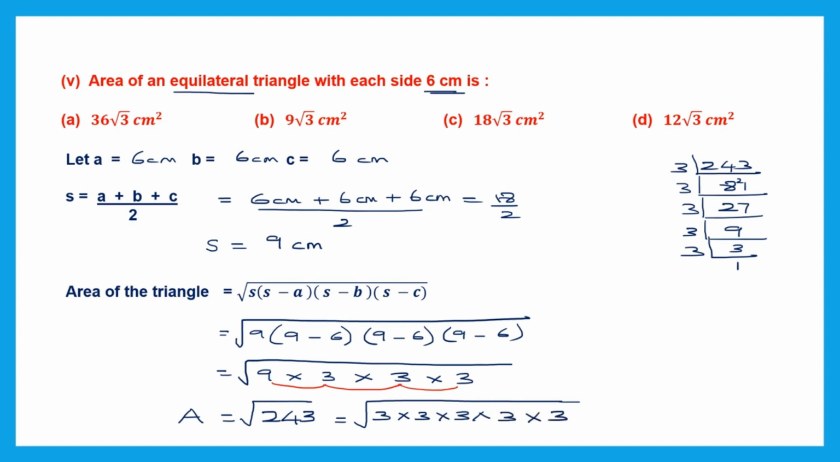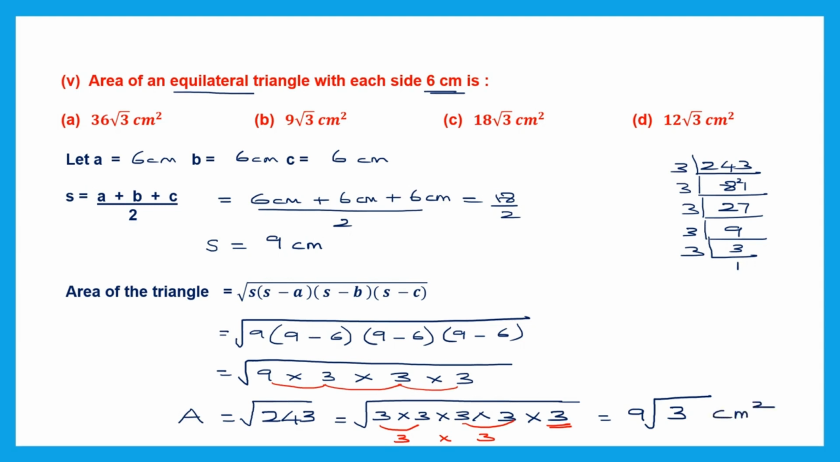5 threes. Now we need to pair them up. When we pair, we take out one 3 from each pair, and we get one more 3. Now this one doesn't have a pair. So for the ones that have a pair, 3 into 3, let's multiply. 3 into 3 is 9. Now this one doesn't have a pair, so that will be by itself. It is still under the square root symbol. So 9 root 3, and the unit here is centimeters square.